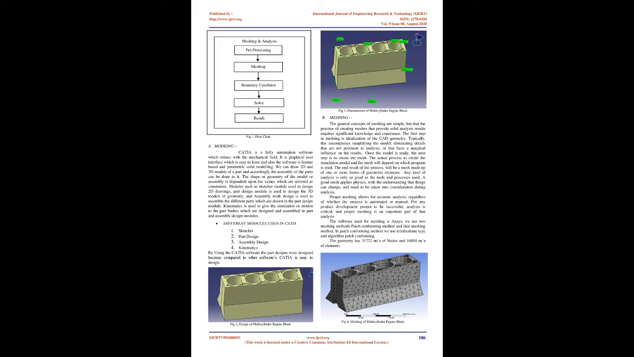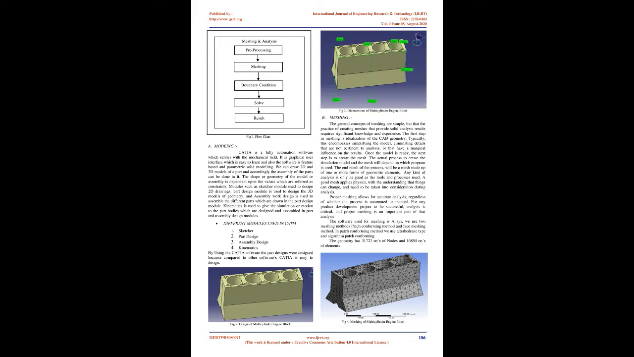B. Meshing. The general concepts of meshing are simple, but the practice of creating meshes that provide solid analysis results requires significant knowledge and experience. The first step in meshing is idealization of the CAD geometry. Typically, this encompasses simplifying the model, eliminating details that are not pertinent to analysis or that have a marginal influence on the results. Once the model is ready, the next step is to create the mesh.